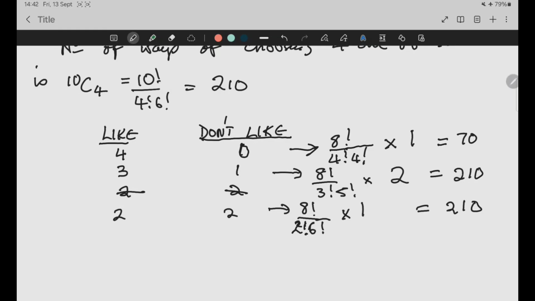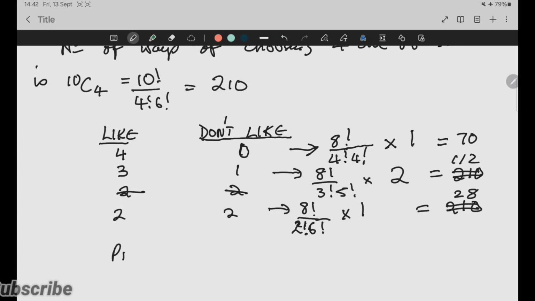Right, so our various probabilities for 4, 3 and 2, so mistakes, that is not 210, that is 112, that is 28. Okay, I was copying down the 210 from up above.